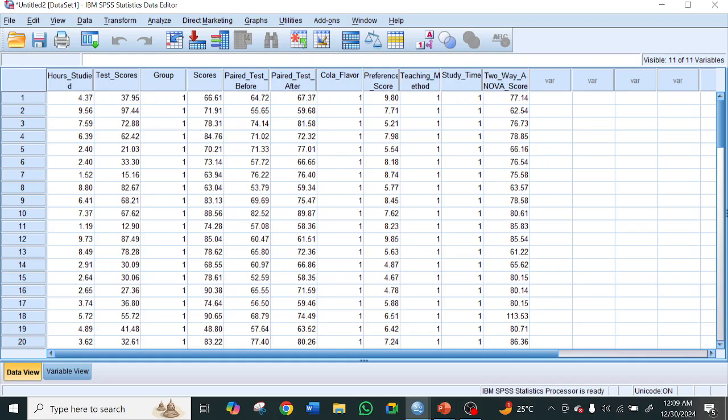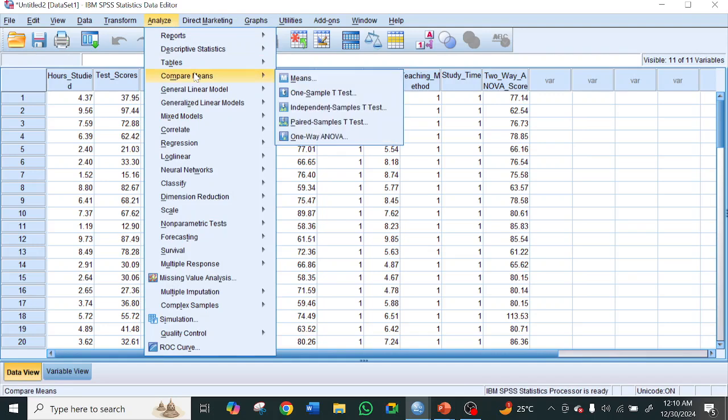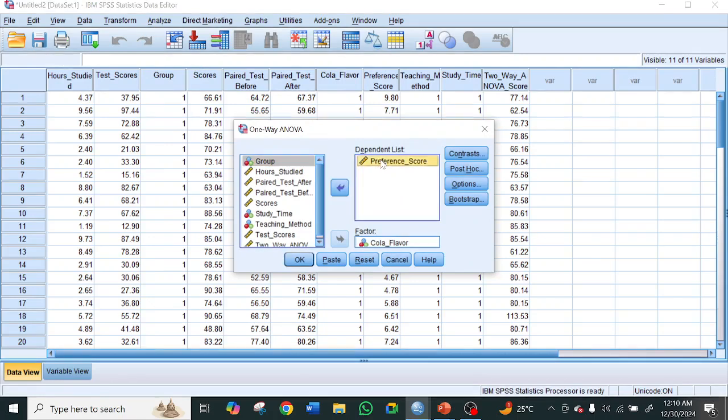So I can now come here and do my analyze. Still on compare means, actually. Compare means, then I'll go to one-way ANOVA. Once again, very easy. So we'll just put our dependent list. So what am I working on here? The preference score. So the preference for the different flavors, I'll put in our dependent list. Then the different flavors, I'll put them as the factor. Where is the different flavor? Okay, where is it again, please? Cola flavor. Okay, there it is. Cola flavor.